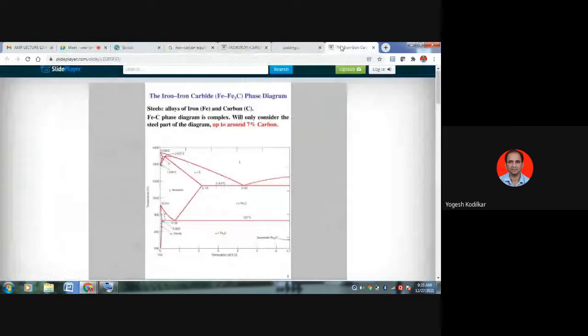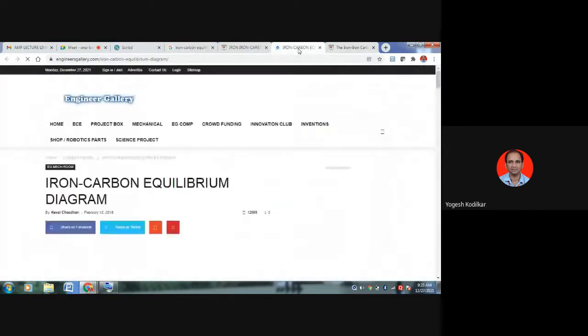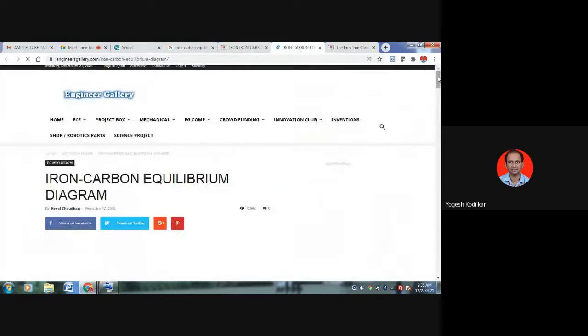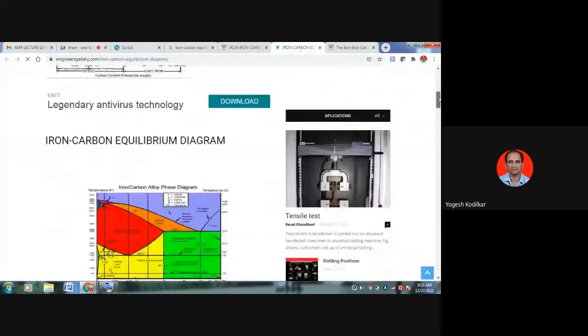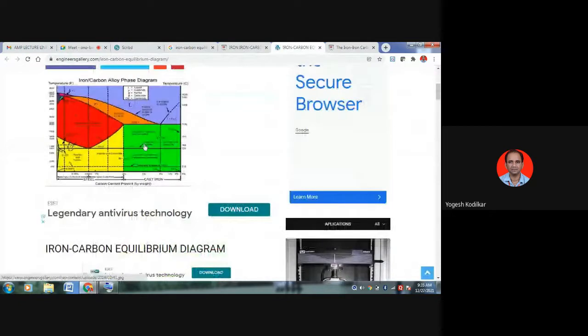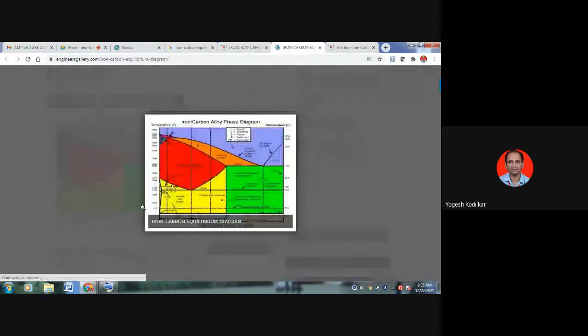Here you can see that at 0% carbon it is called plain carbon steel or low carbon steel, and as soon as the carbon percentage increases from 0 onwards, it is called low carbon or high carbon steel. So you can see this is the iron carbon equilibrium diagram.